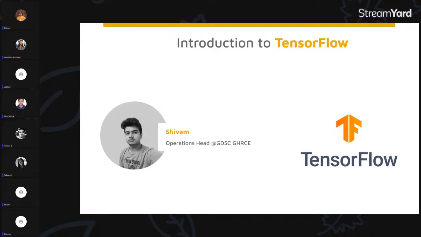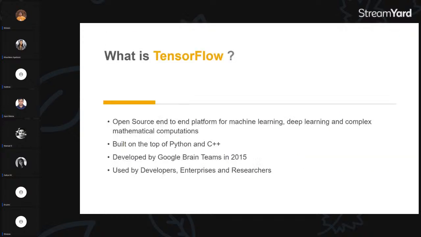So, without further ado, let's have a small talk on TensorFlow. Starting with what TensorFlow is, it is an open source end to end platform which was basically built for complex mathematical computation, gradually became more popular for machine learning and deep learning. It was built on the top of C++ and Python. It was built by Google Brains team in 2015 and open sourced in the year 2016. Popular among developers, enterprises, and researchers.